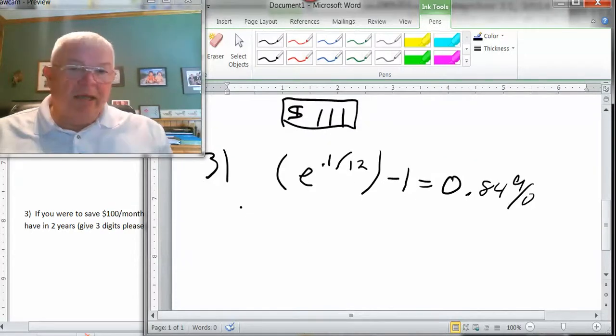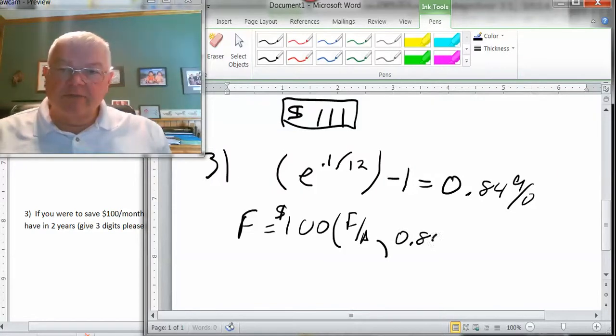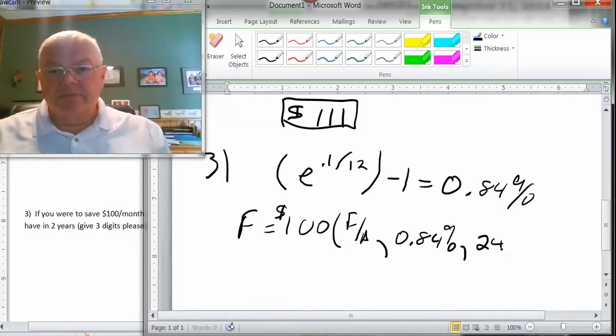So not quite 1% a month is what I'm going to make on it, about what you'd expect. And so my future value, it's a future value problem, is, well, it's $100. It's how much I put in a month. It's a function of the future value of the annuity. Interest rate is 0.84%. And it's 2 years, so it's 24 periods.